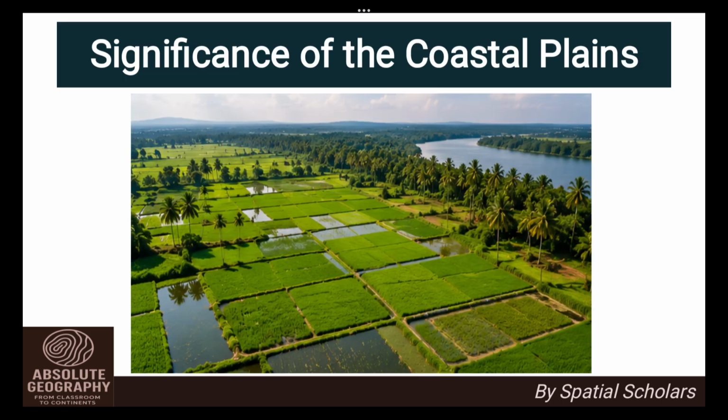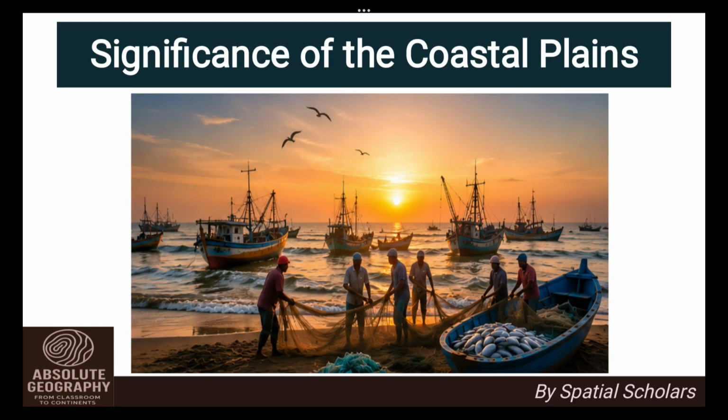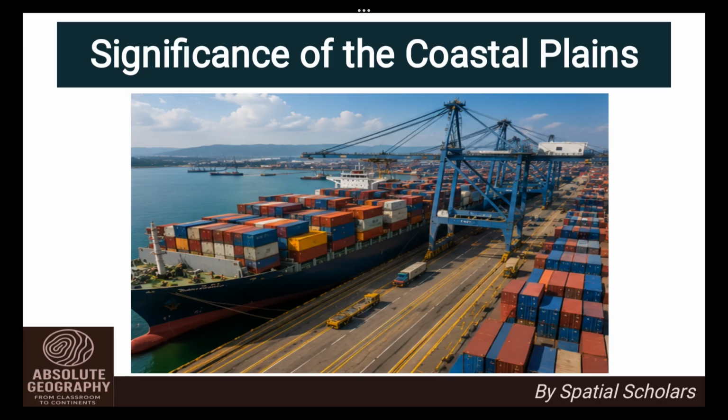First, we'll talk about agriculture. The fertile alluvial soil of the eastern deltas supports extensive cultivation of crops such as rice, coconut and sugarcane, making these regions among the most productive agricultural areas in the country. Now, with a coastline stretching over 7,500 kilometers, millions of people depend on marine fishing and related activities for their livelihood. The coastal waters are rich in fish and other marine resources that support local communities as well as the country's economy. Ports and international trade.